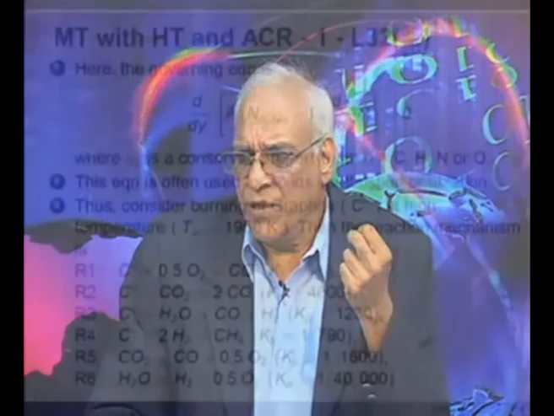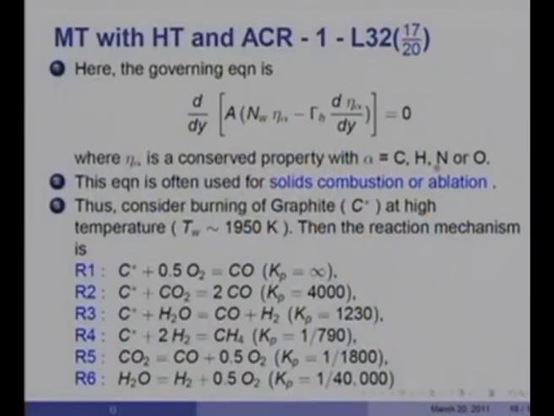So, for such a complex mechanism, it is best to conserve the elements. We have elements C, H and O in this case. Of course, nitrogen is not present in the fuel, and therefore we write this, and as you recall, the element mass fraction equation is always a conserved property equation.